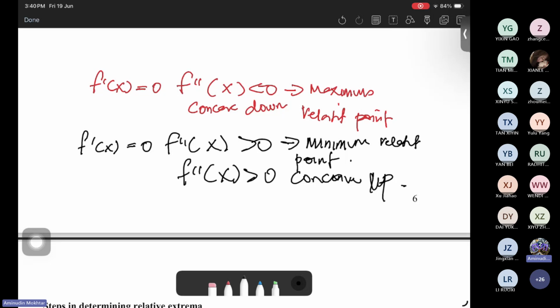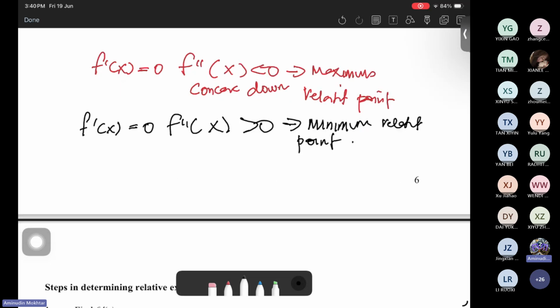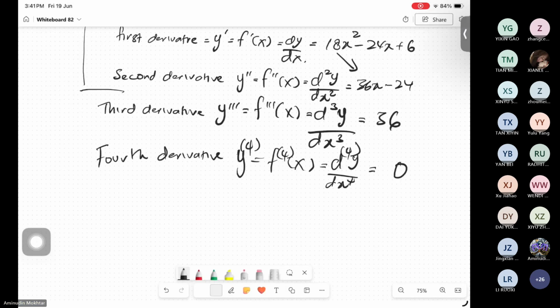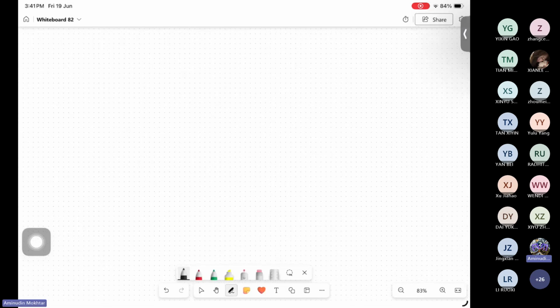Okay, for example, let's see. Please refer to page 8, how to find the relative extreme point. Given in the question, let's say we have f(x) equal to 3x squared plus 2x minus 3. Let's say we have this example.